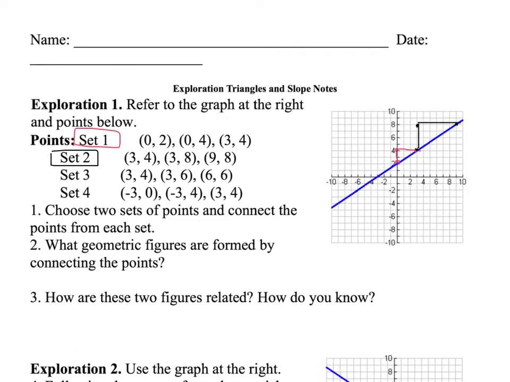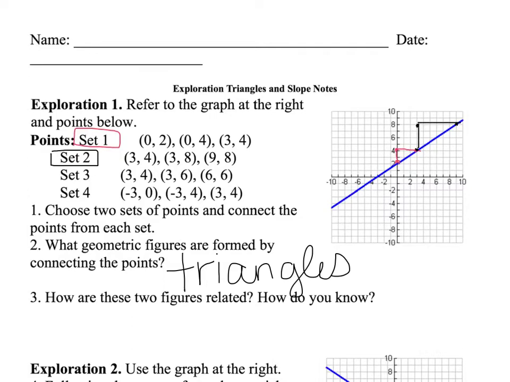And that's what number 2 says. What geometric figures are formed by connecting the points? And these are triangles. So number 3 says, how are these two figures related? So if we look, we can see that they are triangles. And based off what we've been talking about, we want to see, are they similar figures?